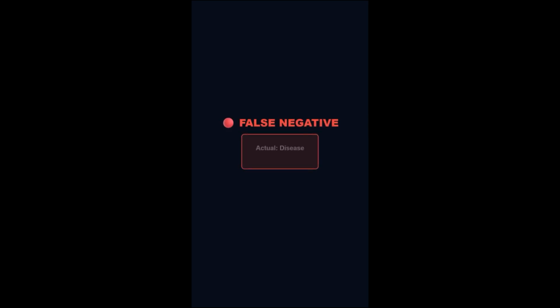Finally, the false negative. The person actually has the disease, but the AI incorrectly predicts healthy. This is the most dangerous outcome, as a critical disease is missed. And that's the confusion matrix: true positive, true negative, and false negative. Each outcome critically evaluates AI performance.